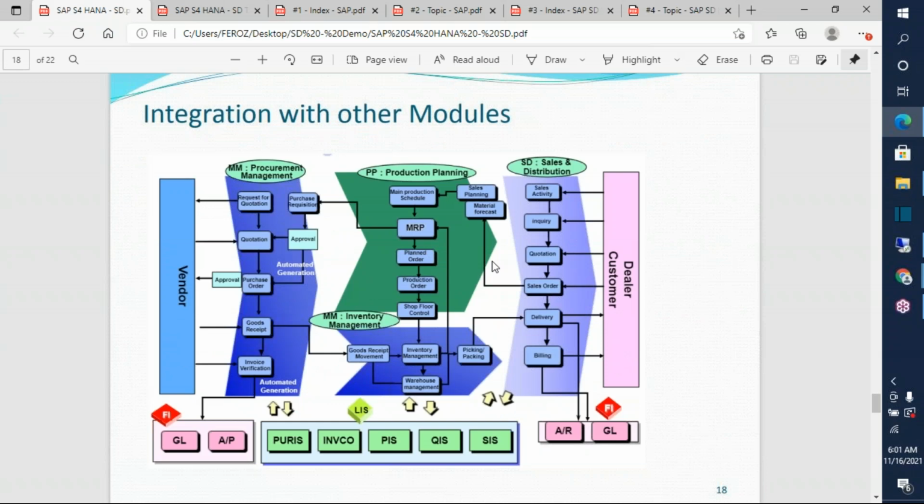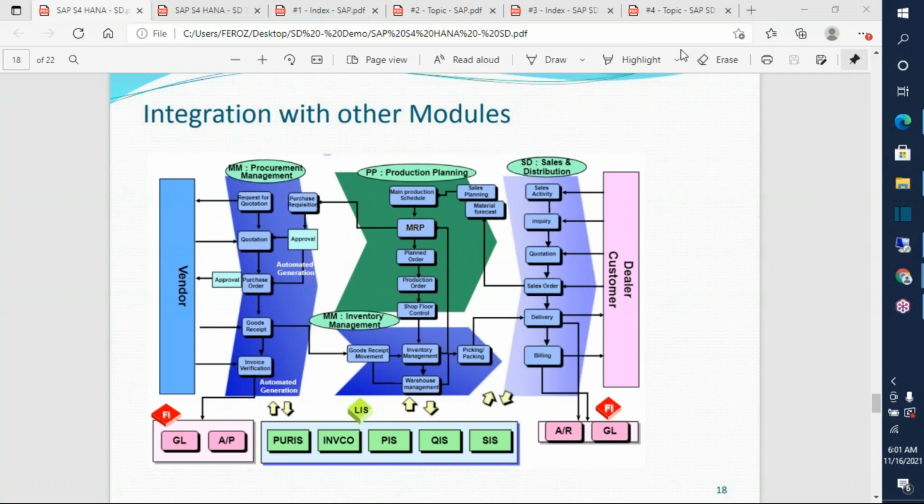And finally, integration with other modules, right? Because the sales and distribution module is closely integrated with MM, FICO, PP, right?